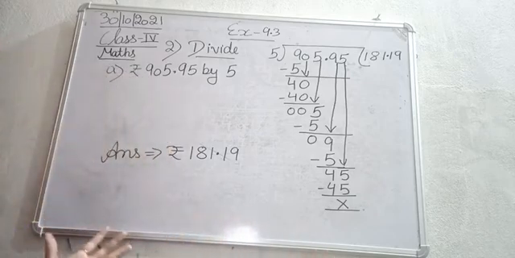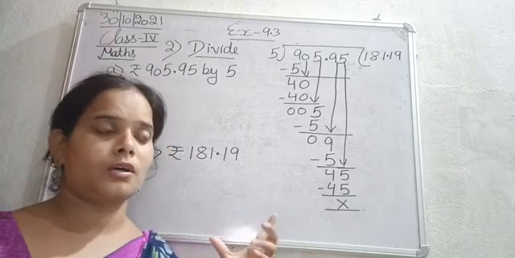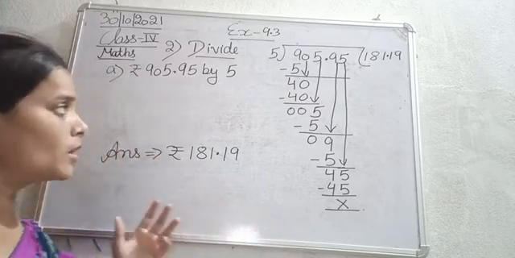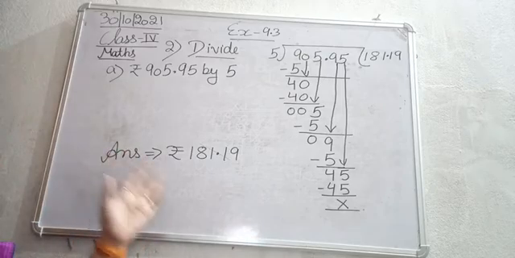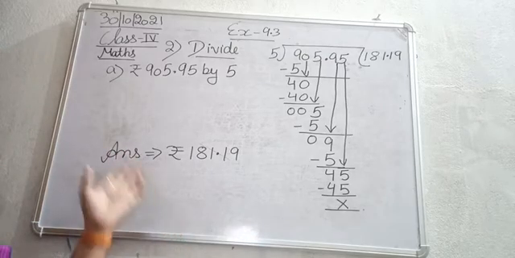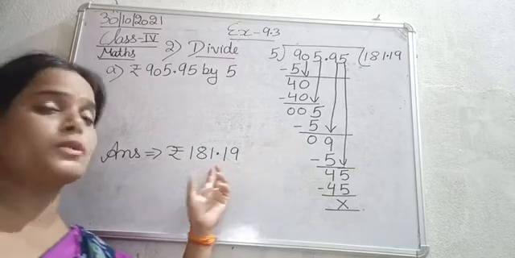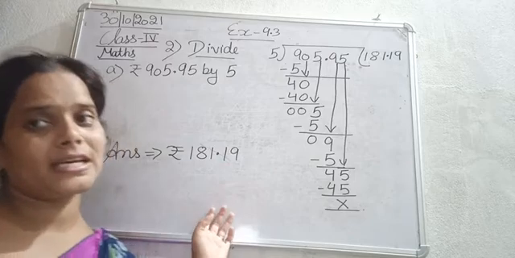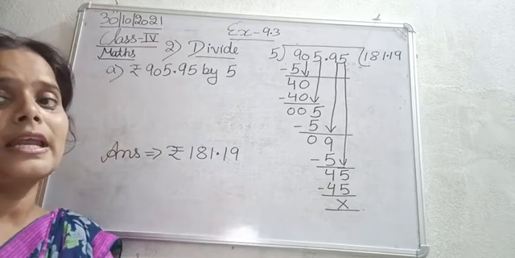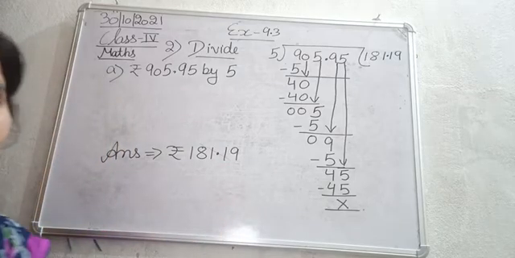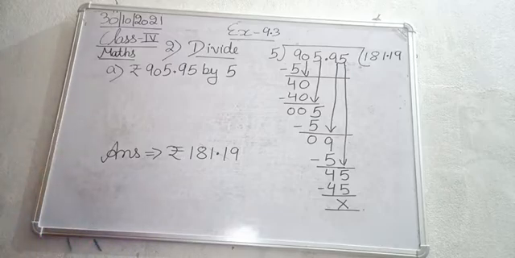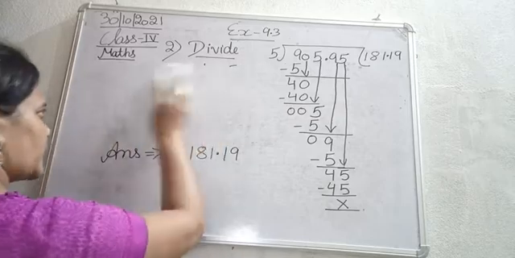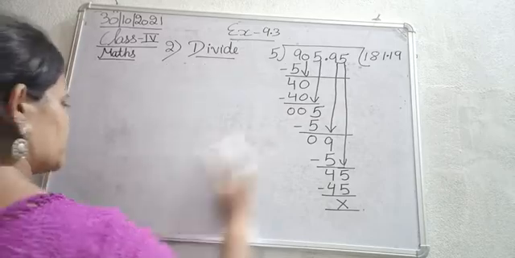Okay, so we are going to solve the word problems related to this in the next forthcoming sum. So this is the answer that we got after division. Simple division. Now at last, just put the point by leaving the 2 digits at the end, and this is the answer, that is 181 rupees and 19 paise. Okay, moving next to the B part of question number 2.